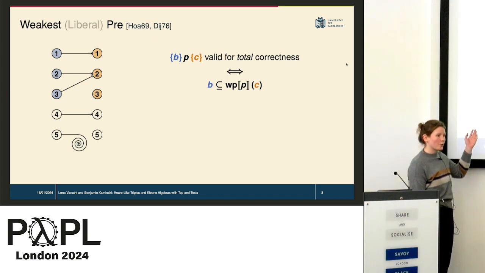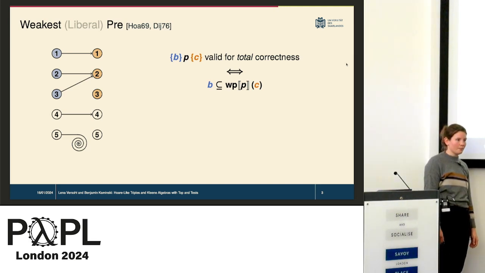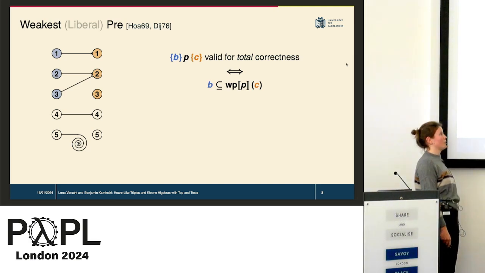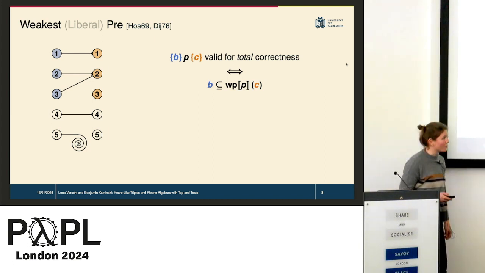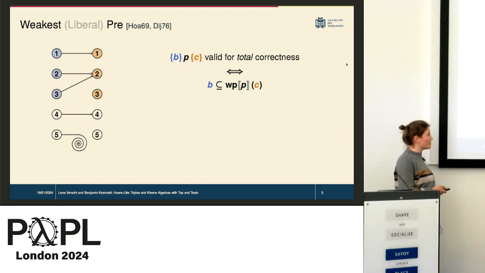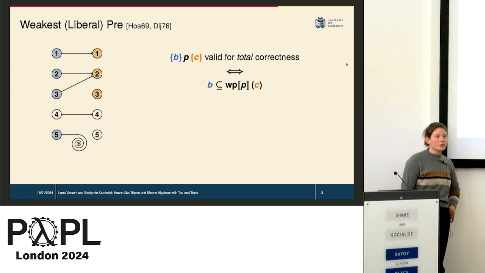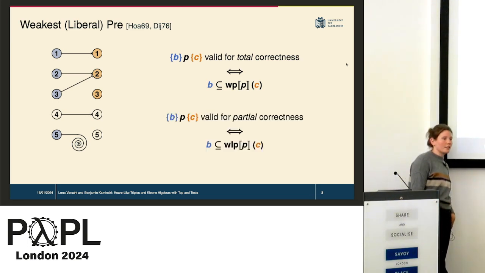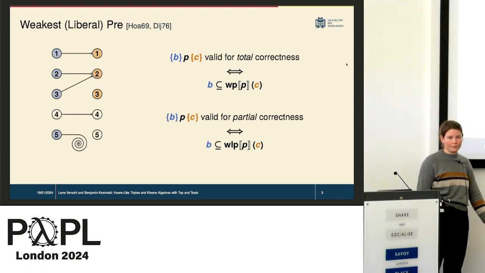Now this weakest precondition calculus was introduced by Dijkstra, and there are many variants of this today. But one variant that was already introduced by Dijkstra is the weakest liberal precondition transformer. And this includes the states from which computation diverges. So for this example, this is state 5, which is then also included in the weakest liberal pre. And we then say that a triple is valid for partial correctness if all of the states in the precondition are contained in the weakest liberal pre.